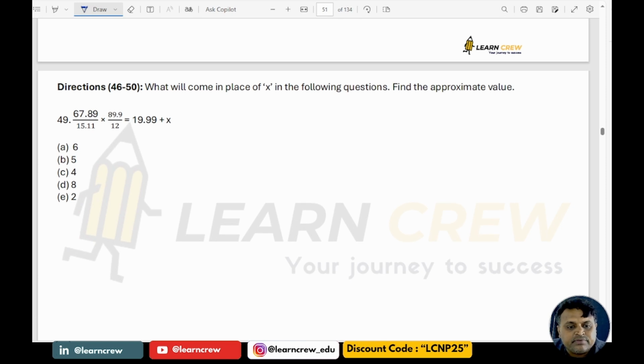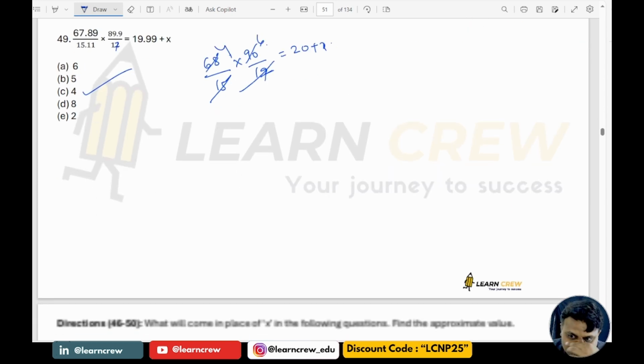Next, it is 68 by 15 into 90 by 12. 90 by 12 is equal to 20 plus x. So what is the value? It is not actually 12, it is 17. So how much are you going to get? 15 6s are 90, 17 4s are 68. So you will get x as 24 minus 20, which is 4.